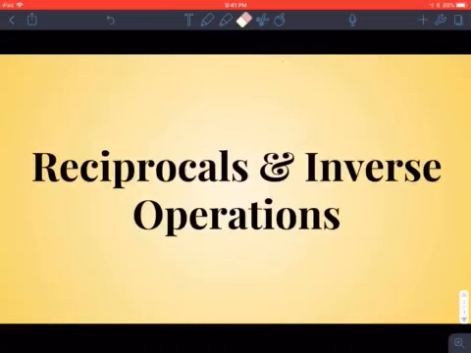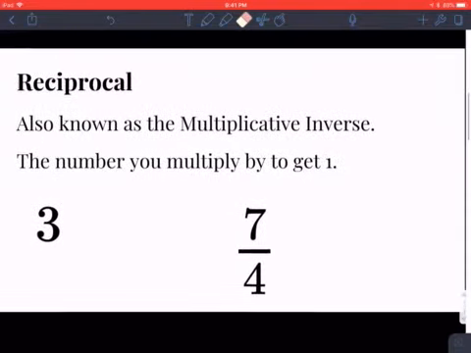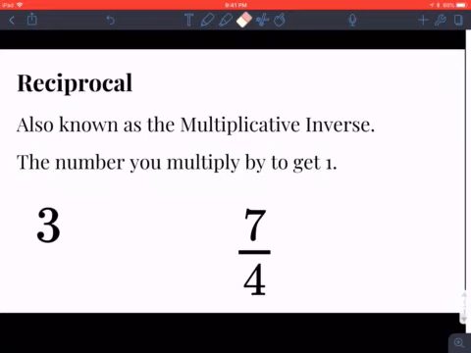Okay, so we are going to talk about reciprocals and inverse operations. A reciprocal is also known as the multiplicative inverse. And what that means is it is the number that you can multiply by to get 1. So we'll do a few examples together.